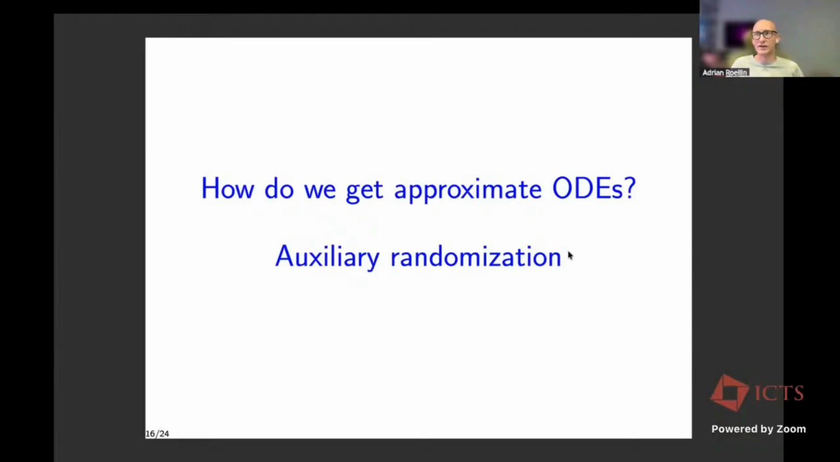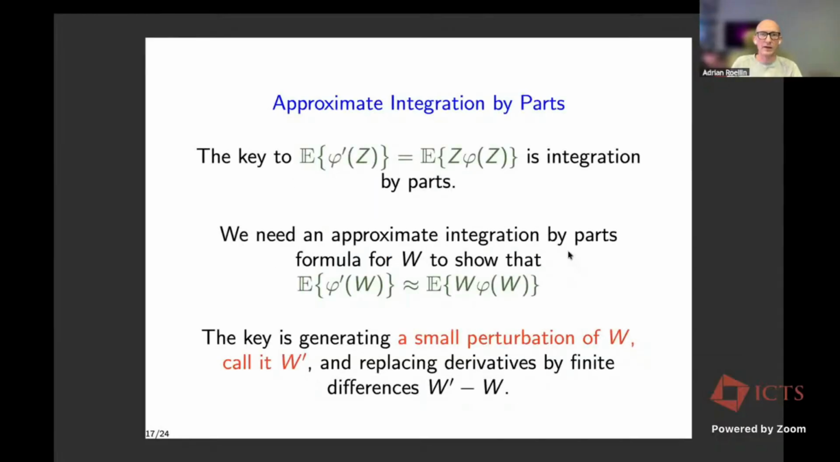The key here is auxiliary randomization. That's what Charles Stein called it, and that's the key idea to all or most of Stein's method. As I've noted, the key was integration by parts. That's the key tool we've used for the Gaussian distribution to show that this identity is true. But in general, if I give you a W, it need not have a density at all. It could be integer valued, in which case you do not have an integration by parts formula.